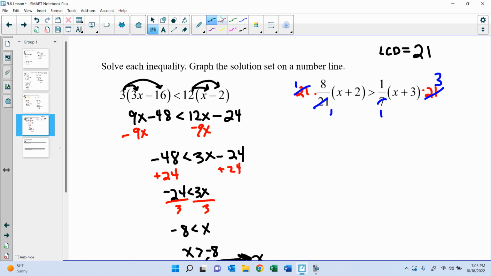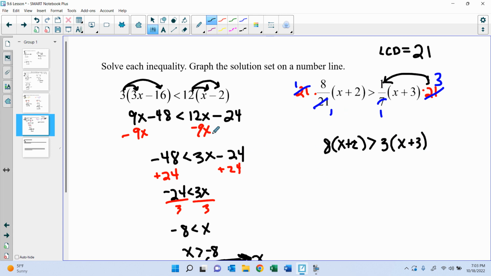Then I'm going to do the same thing. I'm just going to write down what's left. So basically this is 8 parentheses x plus 2 is greater than, here I'm going to have this 3 times 1. Make sure you realize that. 3 is times 1, and that's what's outside the parentheses, and then you have x plus 3.